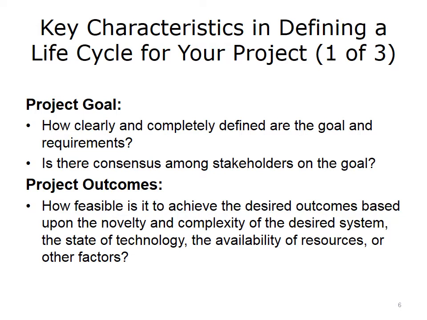The first 2 project characteristics to look at are considerations of the project goal and the outcomes that you desire from the project. With respect to that goal, how clearly and completely defined are they? And is there a lot of consensus among stakeholders? Regarding the project outcomes, what degree of novelty exists? How complex or novel or unprecedented is this desired system with respect to the state of technology, availability of resources, and other factors?